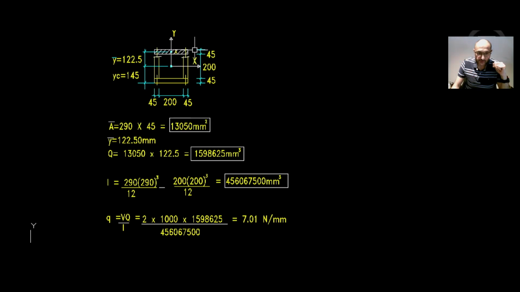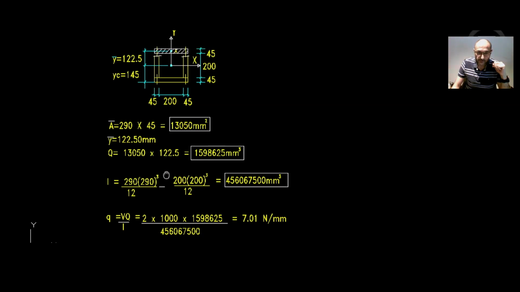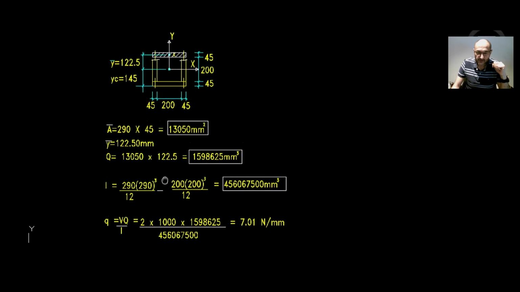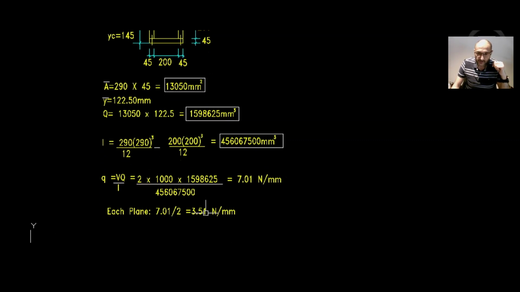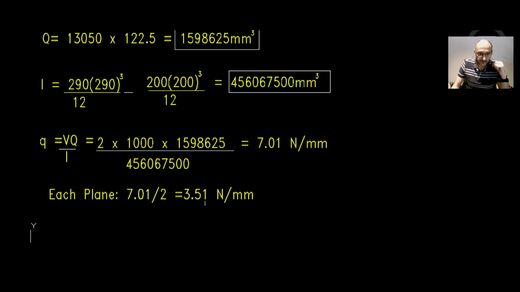Now I is simply BD cubed of the entire section minus the hollowed area here. Okay, so that will be 290 times 290 cubed divided by 12 minus the inner area here, which is 200 by 200 cubed divided by 12. Now that doesn't change for all the options. I seems to be consistent throughout the entire presentation, basically. All right, so we got that.